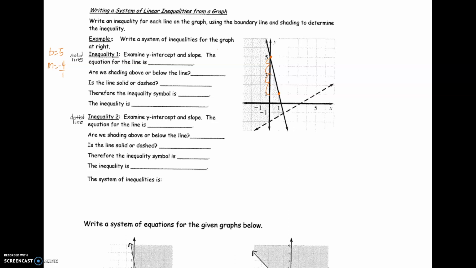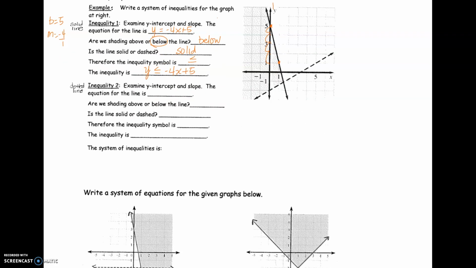All right. So it's asking me to write it as an equation. So y equals negative 4x plus 5. Are we shading above or below the line? That's what we've got to figure out. Are the y values getting bigger or smaller where it's shaded? They're getting smaller, so we're below. The line is solid, not dashed. Therefore, the inequality is going to be less than or equal to. So our inequality is y is less than or equal to negative 4x plus 5.